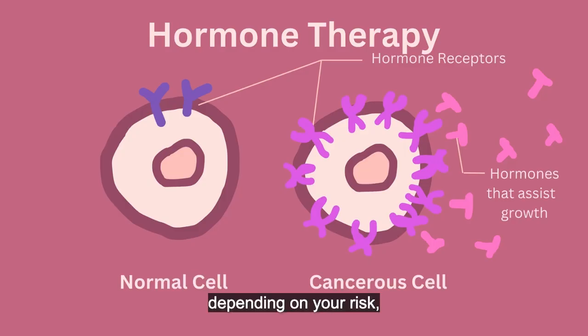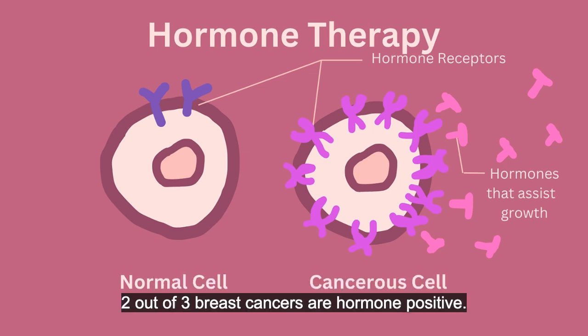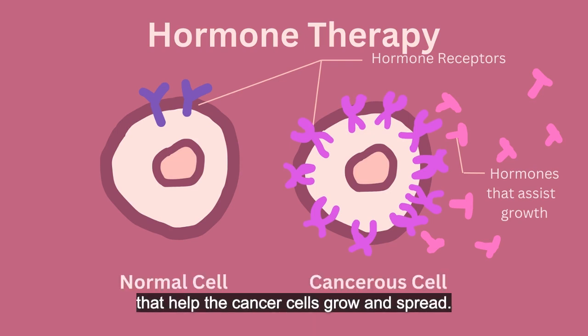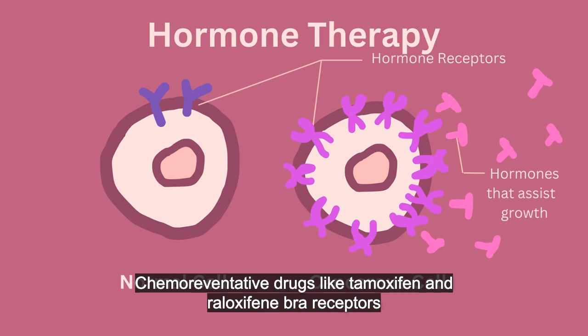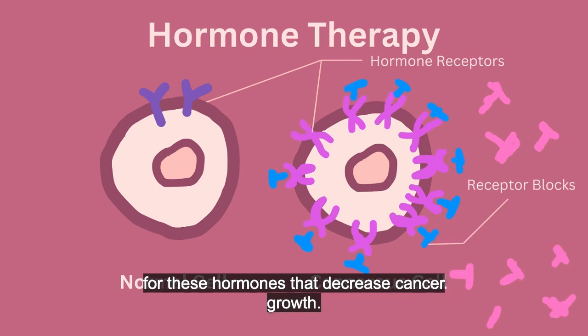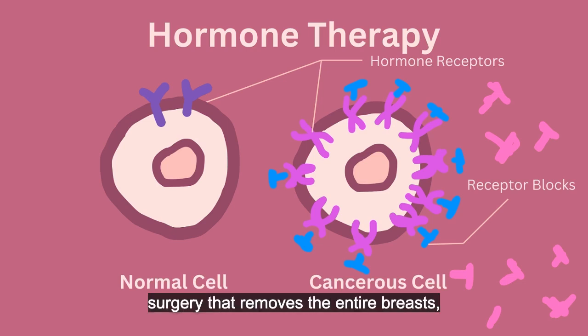Also, depending on your risk, you may want to consider preventative treatment. 2 out of 3 breast cancers are hormone positive. The cancer cells have estrogen or progesterone receptors that help the cancer cells grow and spread. Chemopreventative drugs like tamoxifen and raloxifene block receptors for these hormones that decrease cancer growth. Mastectomy, surgery that removes the entire breast, can be done to prevent or treat cancer.